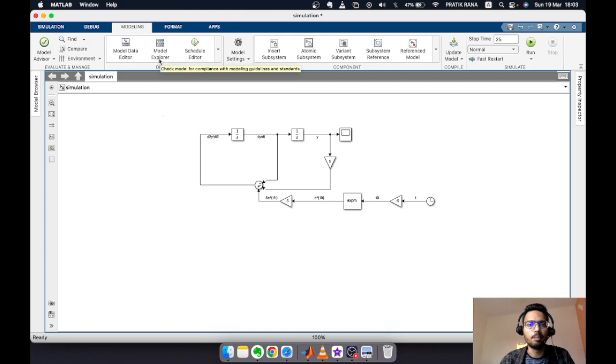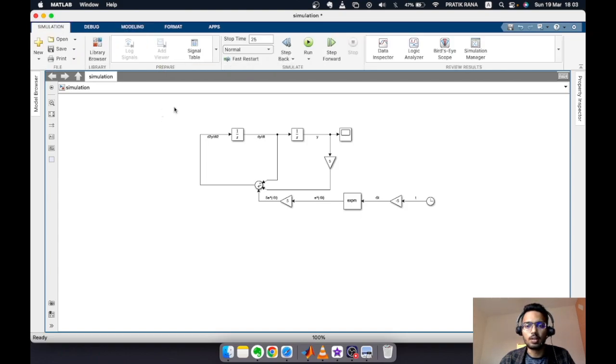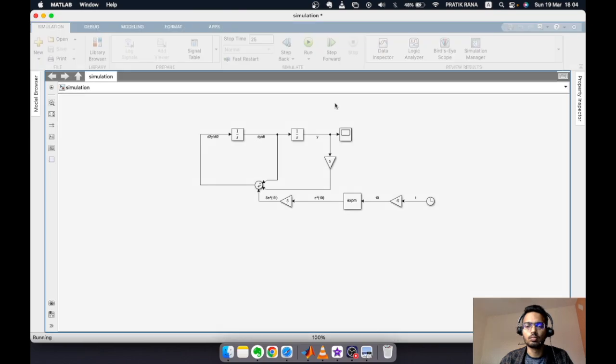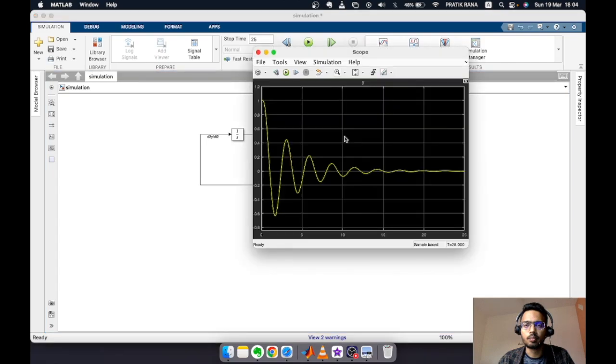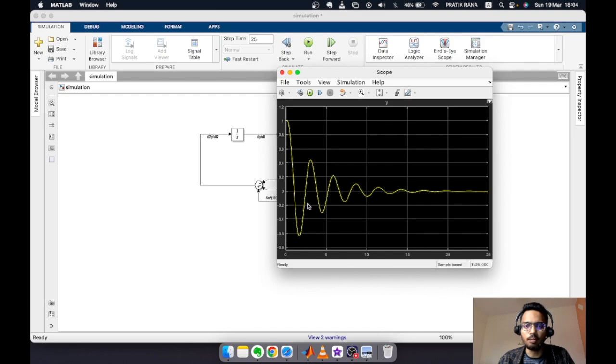Now we'll try running the simulation to see what kind of curve we get for y. The stop time is set as 25 seconds, so we'll run this. So the simulation is complete now. We can observe the results in the scope. So this is the curve that we have got for the solution of y. We can compare it with the previous plot.